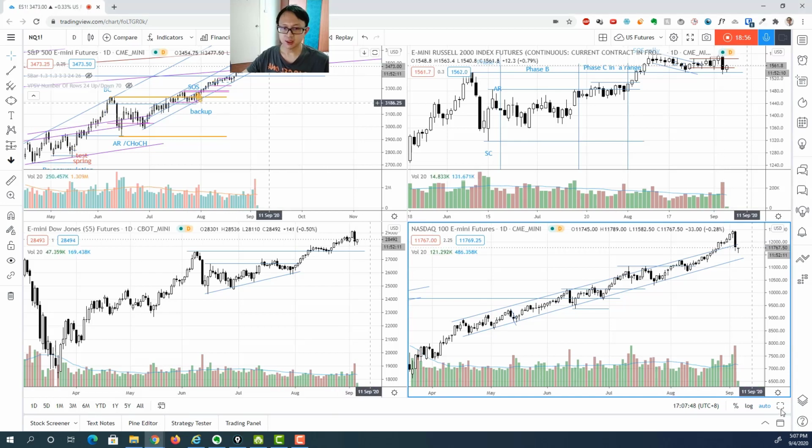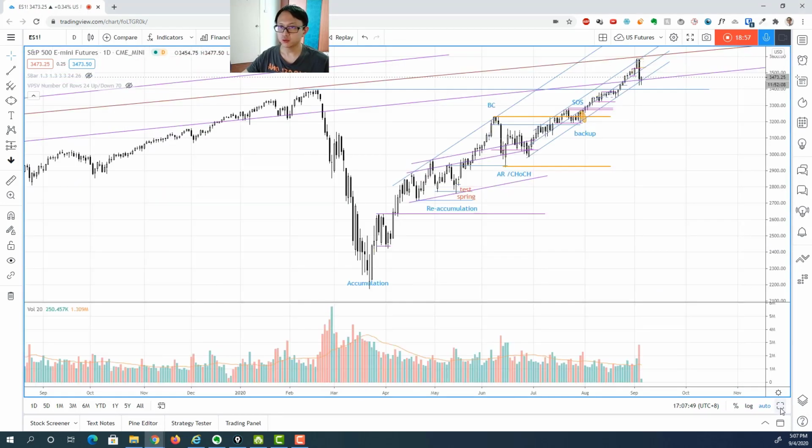But in terms of the S&P, currently we still have an important level at 3400 to watch, to see whether we will have another leg down to test this immediate support level, and to see if we can bounce up from here.